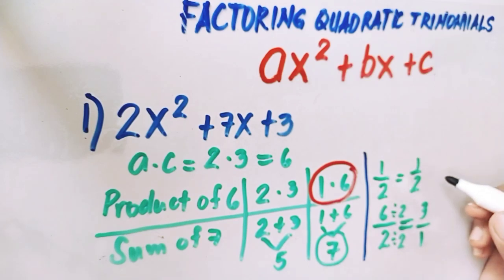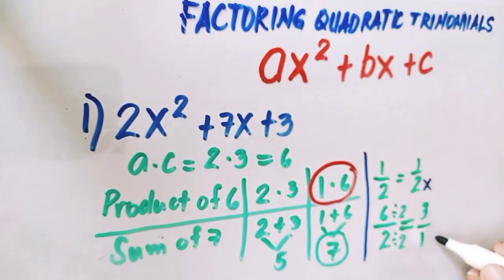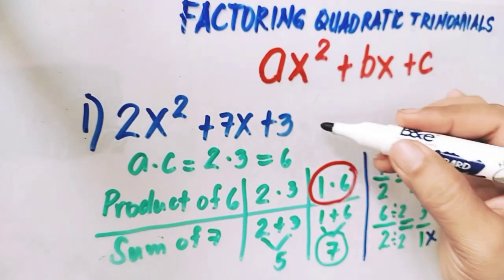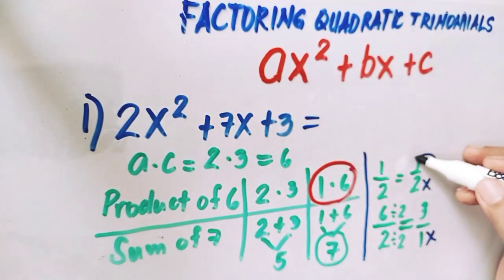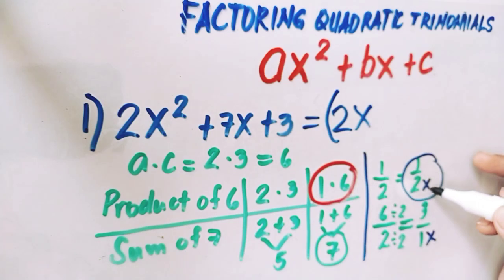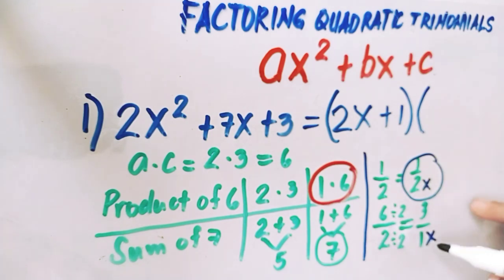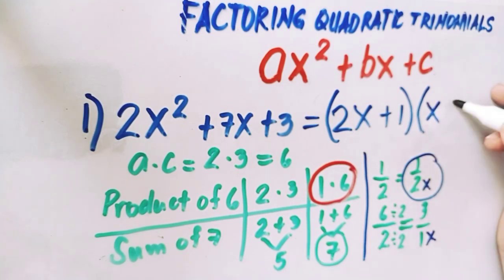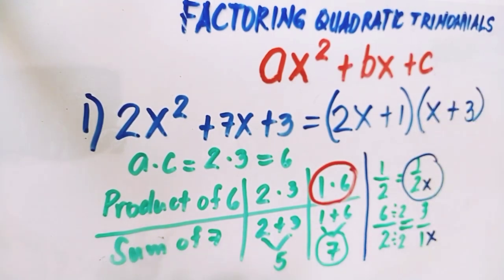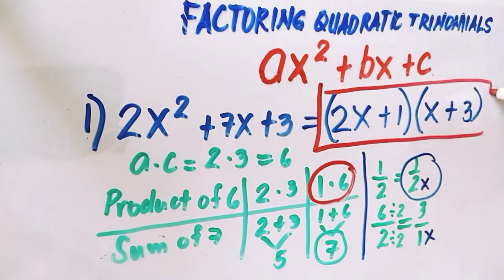Then for the simplified forms, let's affix x, because the denominator serves as the coefficient of your factors, and the second x. And we have now the factors here. For the first factor, that is 2x, since positive, plus 1 times 1x, but we do not need to write 1, so it's only x, plus 3. And this is now our factors for number 1.